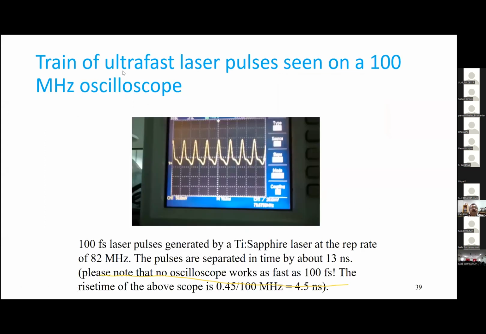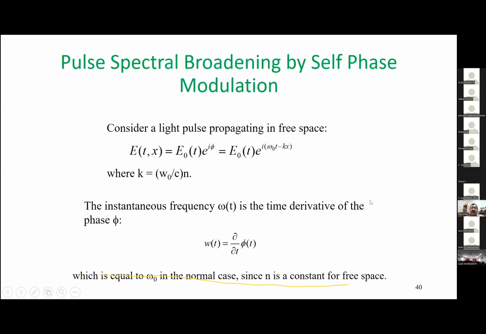So this is a train of ultrafast laser pulses seen on a 100 MHz oscilloscope in our lab. At the rep rate of 82 megahertz, the pulses are separated in time by only 13 nanoseconds. Just note that no oscilloscope works as fast as 100 femtoseconds. What you see is a much elongated pulse here, but the distance between them is 13 nanoseconds. Therefore, you are able to see this even on a small oscilloscope of 100 megahertz.